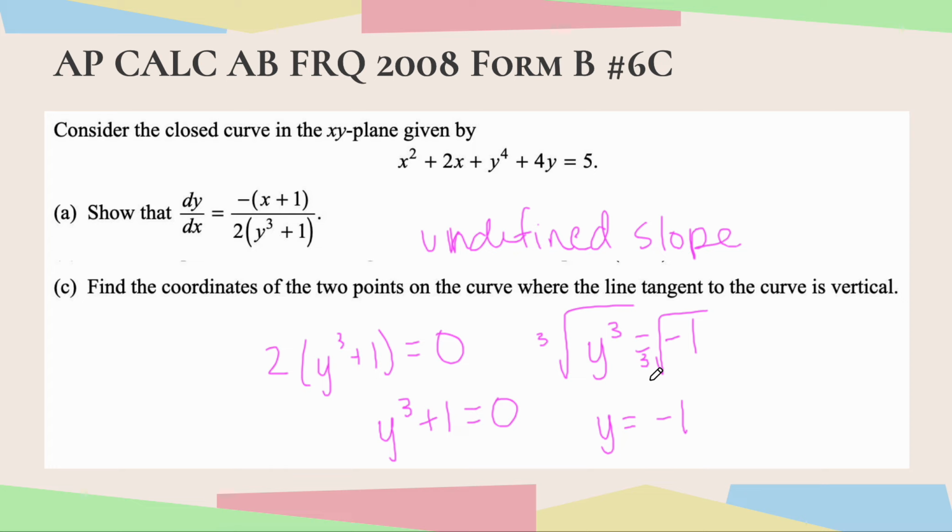So now let's plug that back into our equation for the curve up here, and see what we get for x. We would get x squared plus 2x plus -1 to the 4th power plus 4 times -1 equals 5. Simplifying, we get x squared plus 2x plus 1, and then 4 times -1 is just -4, again equals 5. Simplifying further, I'm going to combine a couple steps here to save space: 1 minus 4 is -3, and I'm also subtracting 5 from both sides, so it's x squared plus 2x minus 8 equals 0.